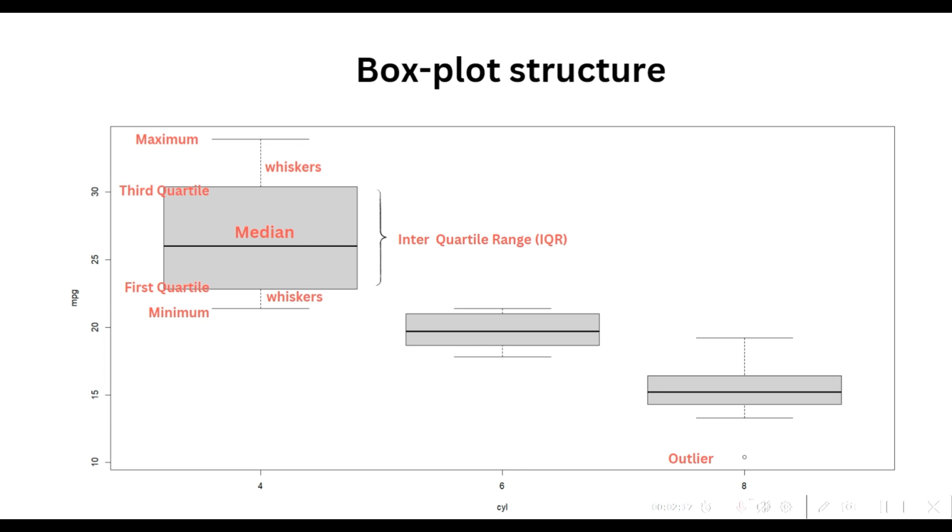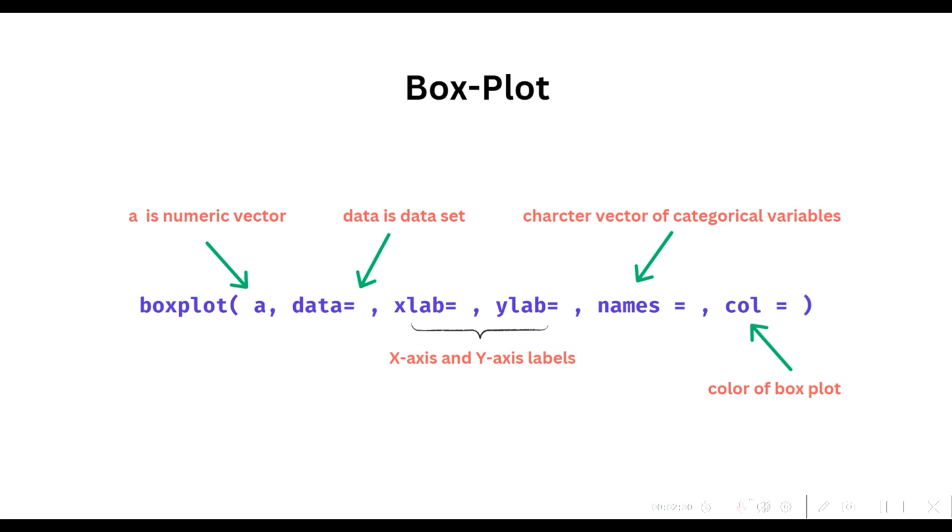Let's see the box plot function. Boxplot is the name of a function. A is the numeric variable in the dataset whose distribution is shown in the form of a box plot. Then comes the name of the dataset. We can use X and Y axis labels. The names argument is a character vector which is used to give the names for each box plot. And finally, the color argument is used to give different colors to the boxes.